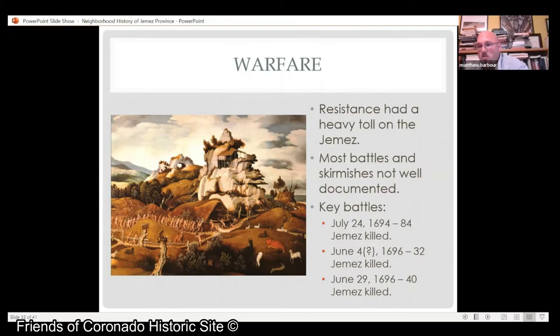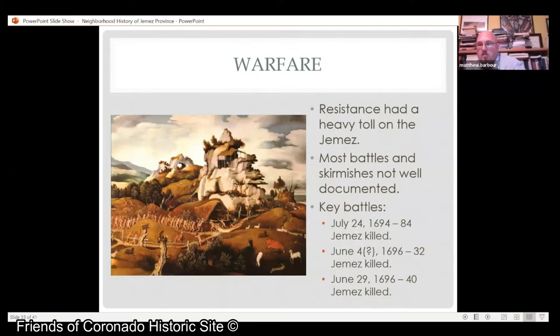At any rate, some key battles, we do have death totals for Jemez people. We have that battle on July 24th, that battle of Astialakwa. We have 84 Jemez reported killed in that engagement. On June 4th, during the Pueblo Revolt of 1696, we have 32 Jemez killed while they're attacking Zia Pueblo. And then June 29th, a little bit later, we have 40 Jemez killed.